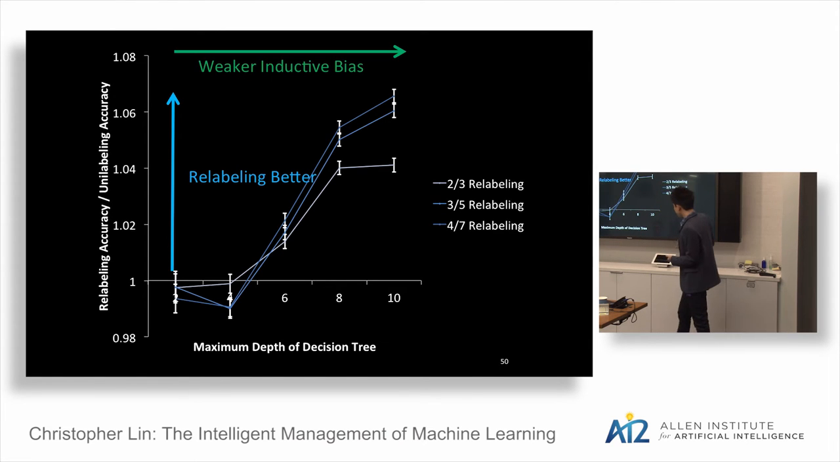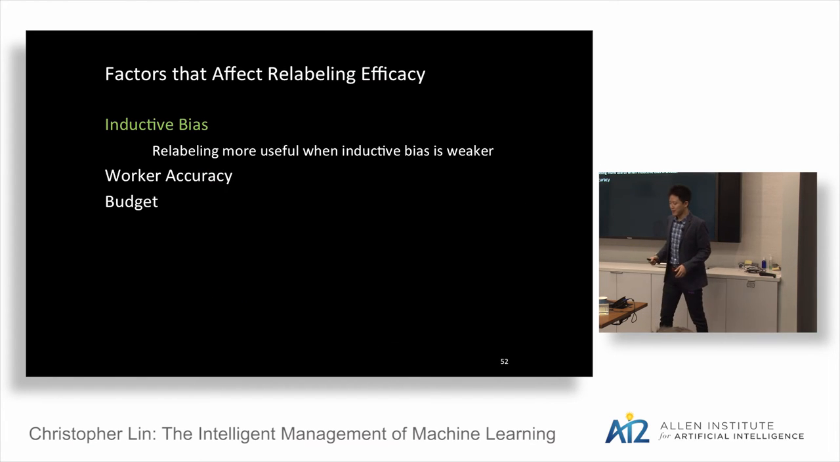And then finally, we want to change the regularization and see how that affects things. So now we're going to look at a decision tree, and we're going to change the maximum depth of the decision tree. As you increase the maximum depth of a decision tree, you're weakening the inductive bias, and relabeling becomes more powerful. So these trends basically hold through, where weaker inductive bias means relabeling becomes more useful.